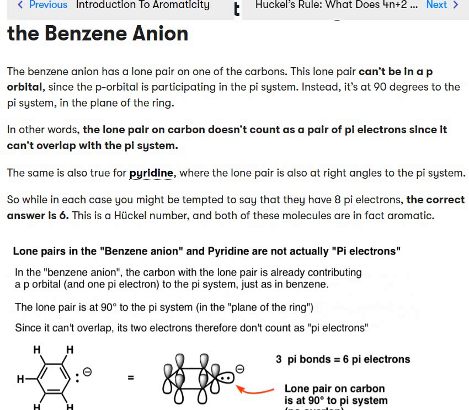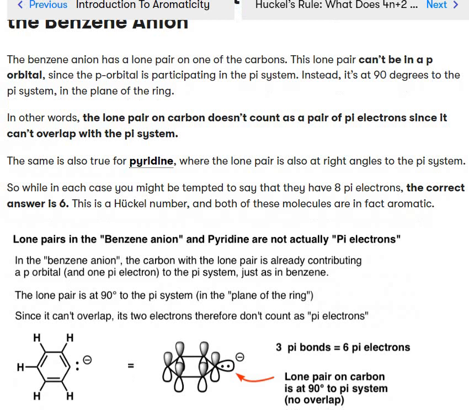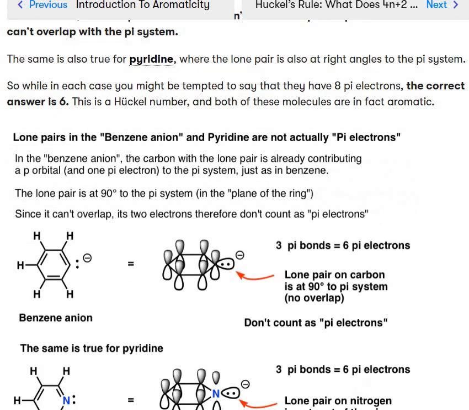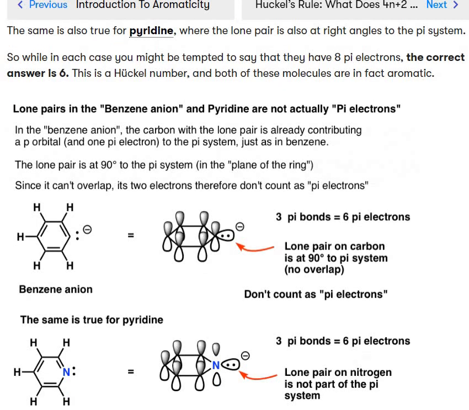So, while in each case you might be tempted to say that they have 8 pi electrons, the correct answer is 6. This is Hückel's number, and both of these molecules are in fact aromatic. Now, the lone pairs in the benzene anion and pyridine are not actually pi electrons.